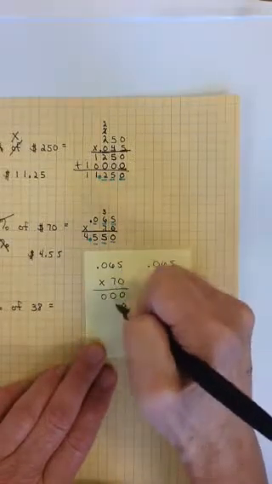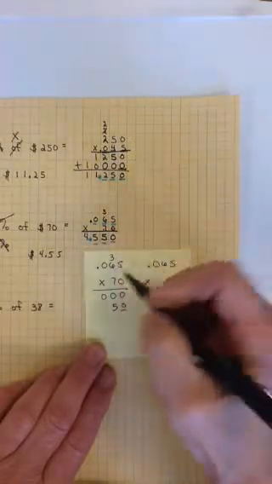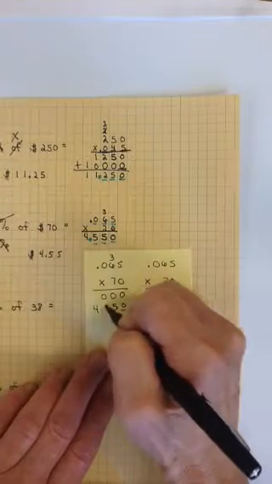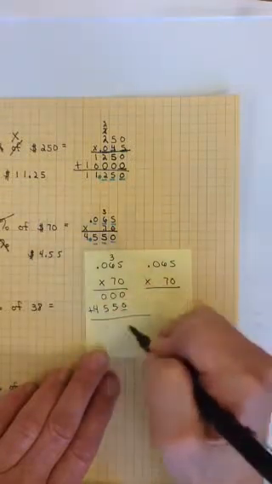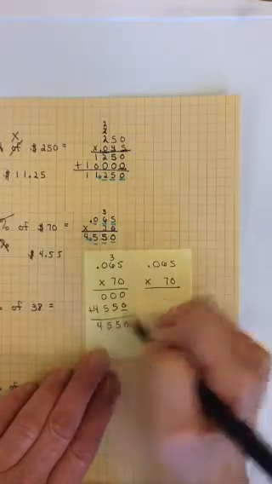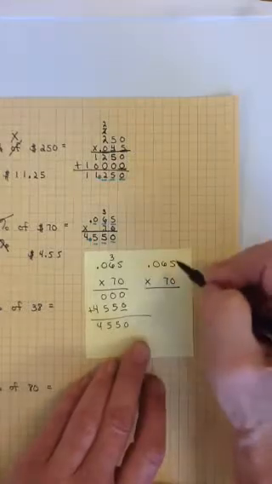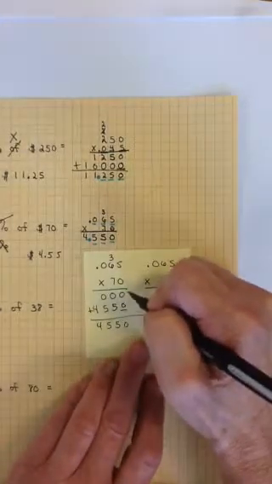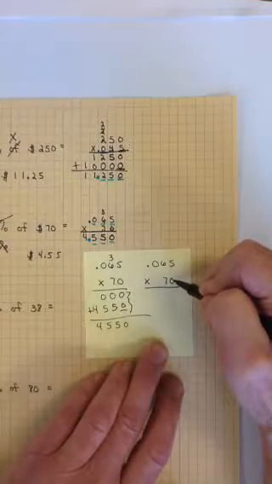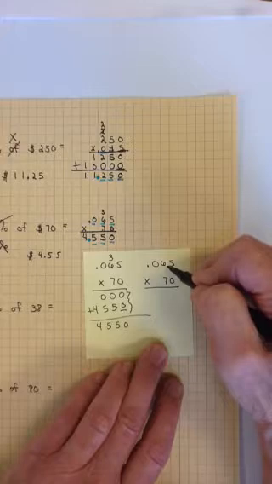7 times 5 is 35, put down the 5, carry the 3 over the 6. 7 times 6 is 42, plus 3 more is 45. And then I get 0, 5, 5, 4. Now, I'm not going to worry about placing the decimal point in the answer for my demonstration here, because I really want to focus on this part of the problem.